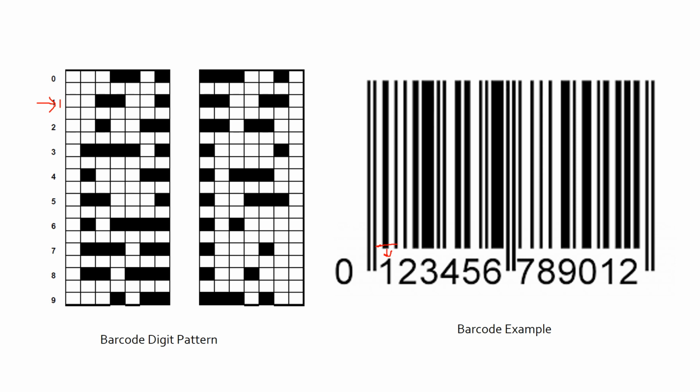See, this is my two: two white, one black, two white, and two black, right? So that's it for 7 bits, or 7 digits, for 2, right?